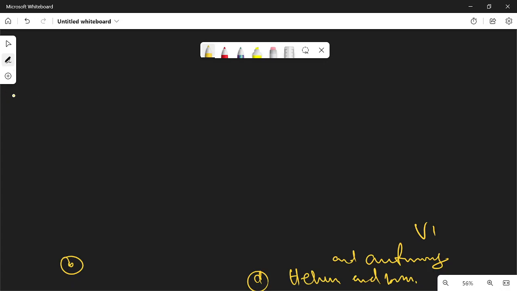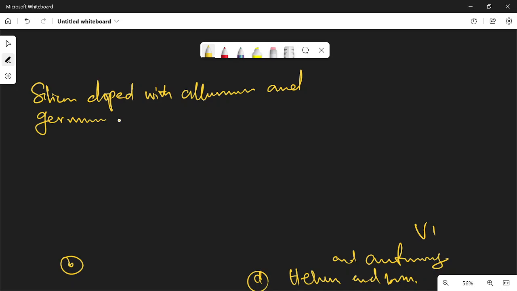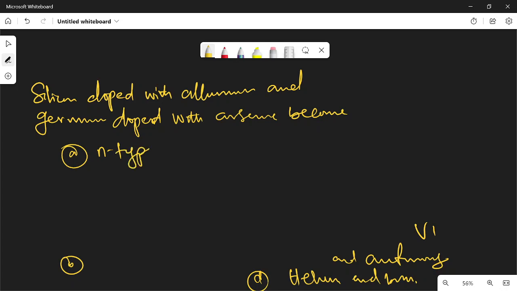So the question states that silicon doped with aluminium and germanium, doped with arsenic, become A. N-type semiconductor.